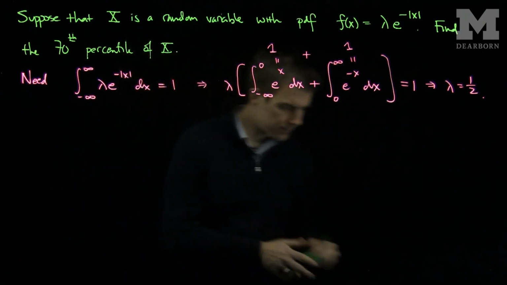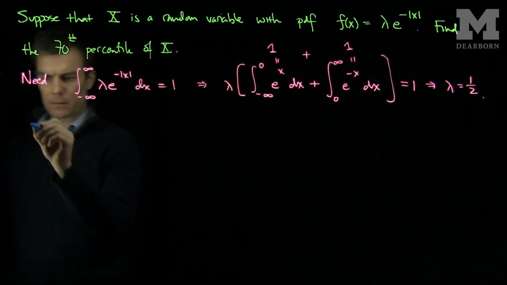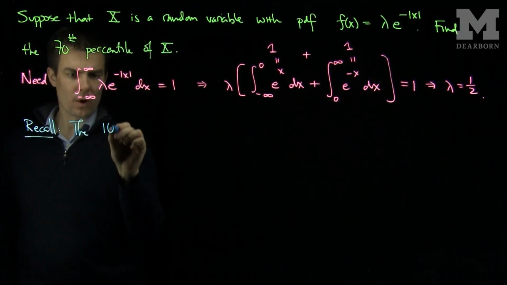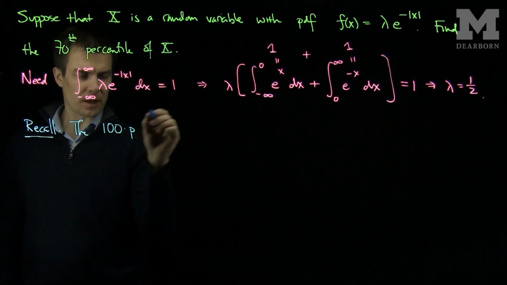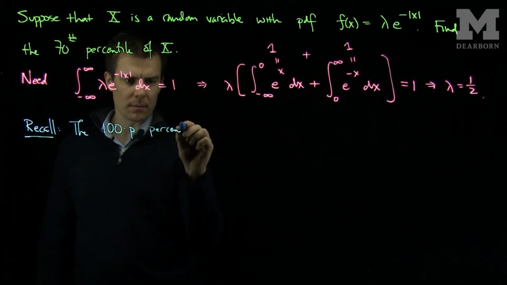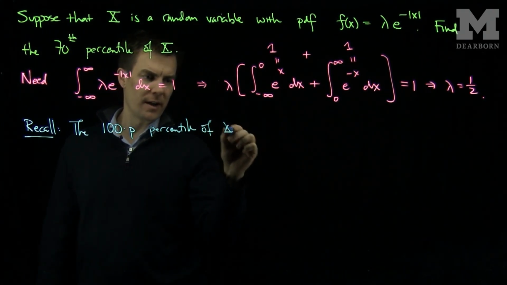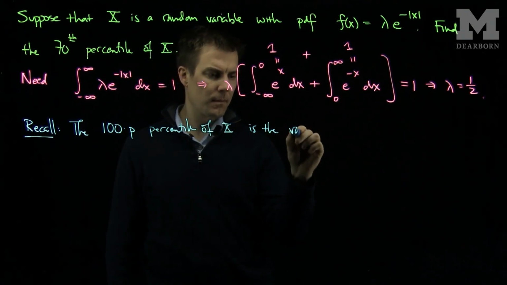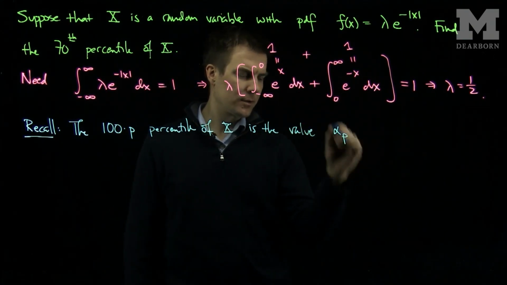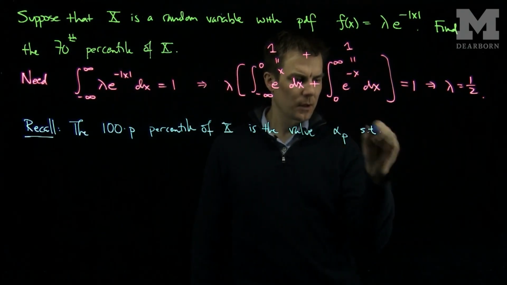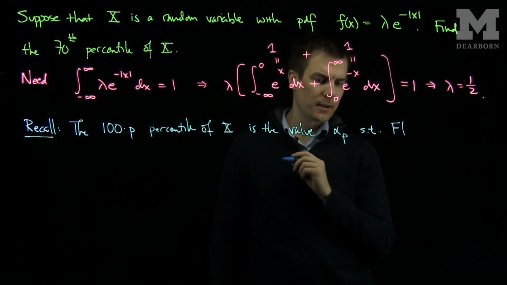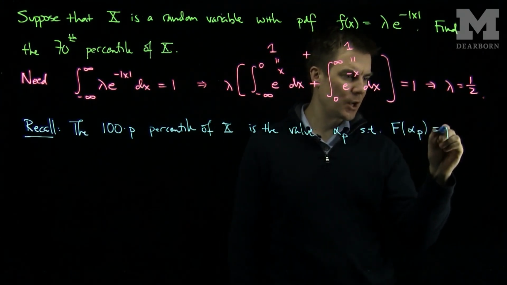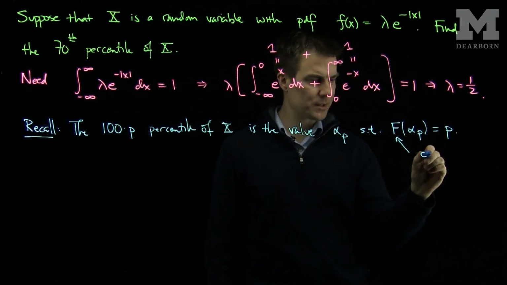And so now we recall the 100 times p percentile of a random variable X is the value alpha sub p such that the CDF F capital of that random variable at alpha p is equal to p. And this F capital, of course, is the CDF.